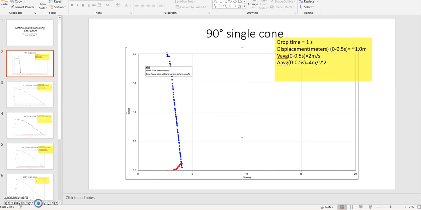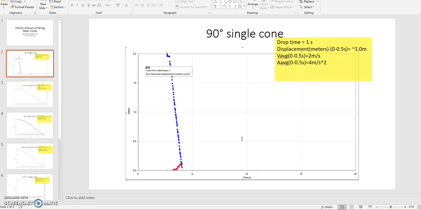So first we have the graph for the 90-degree single cone with a drop time of 1 second, displacement of about 1 meter, average velocity 2 meters per second, and average acceleration of around 4 meters per second.